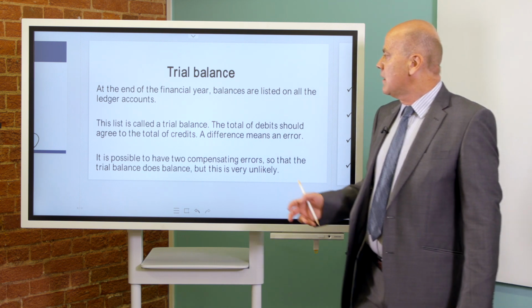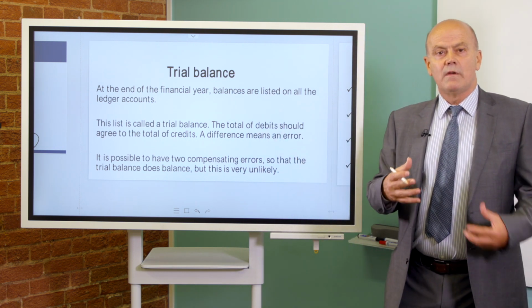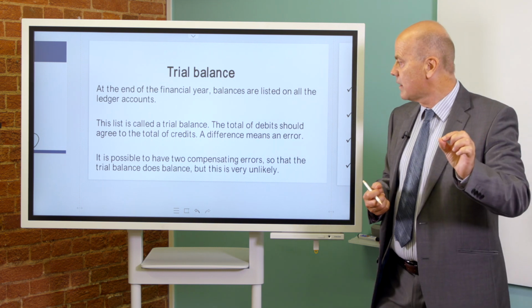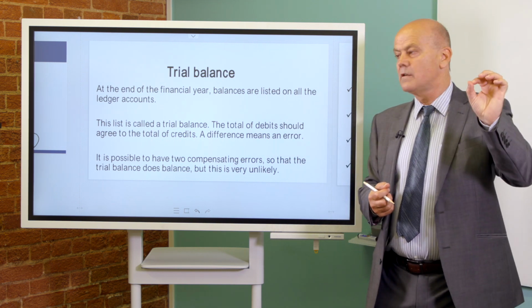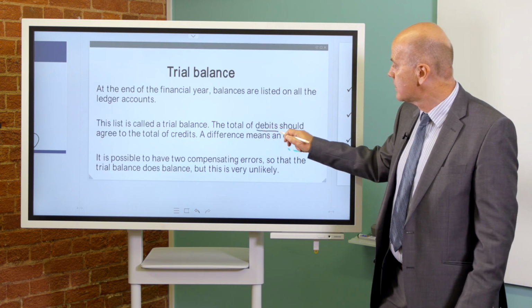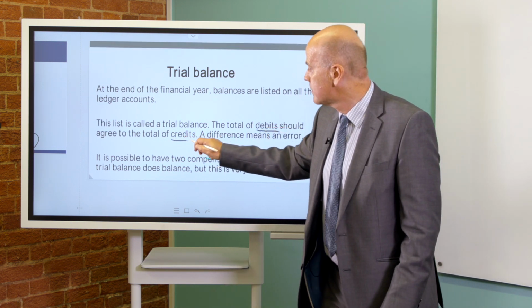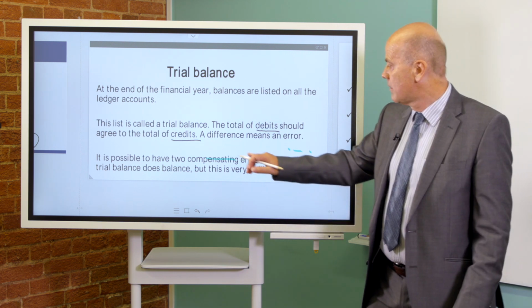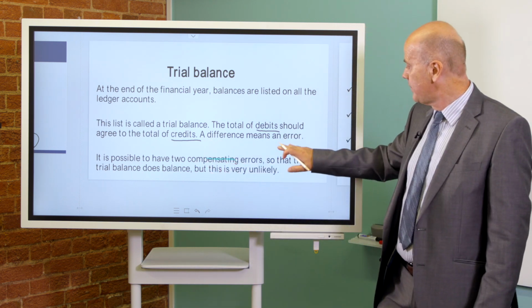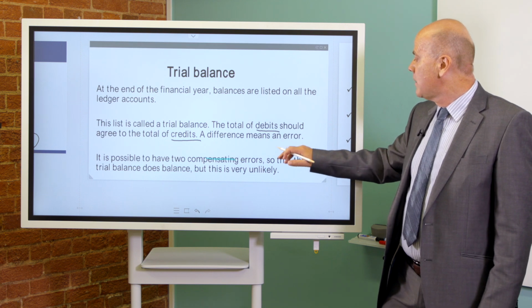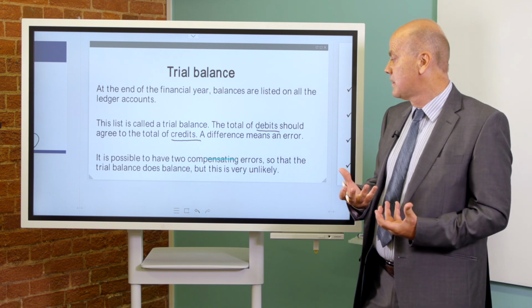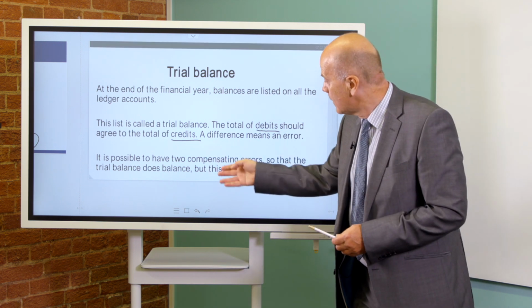Now, what we do, or the way we do this, is that we actually list down or take the balances from each individual account, and then they're listed according to whether they're debits or whether they're credits. If they're debits, they go in the right column. If they're credits, they go in the left column. And then we get a total, and we can see whether they balance. So that's the procedure, really.